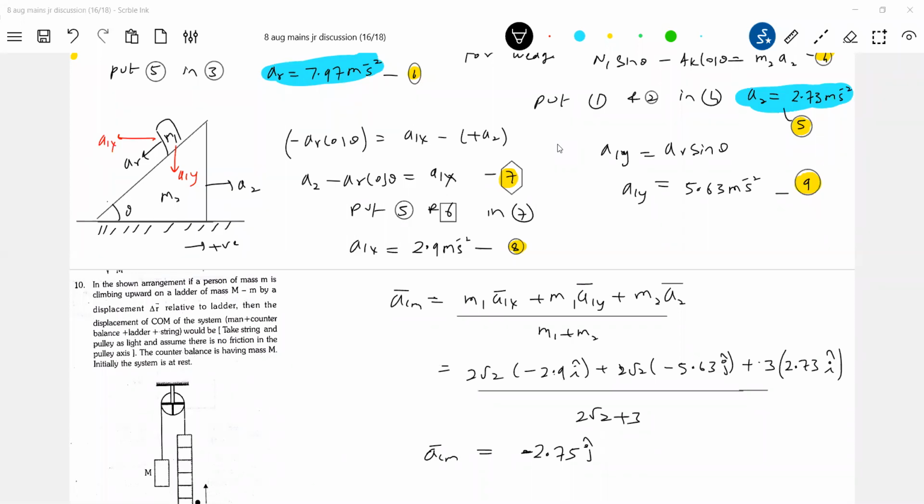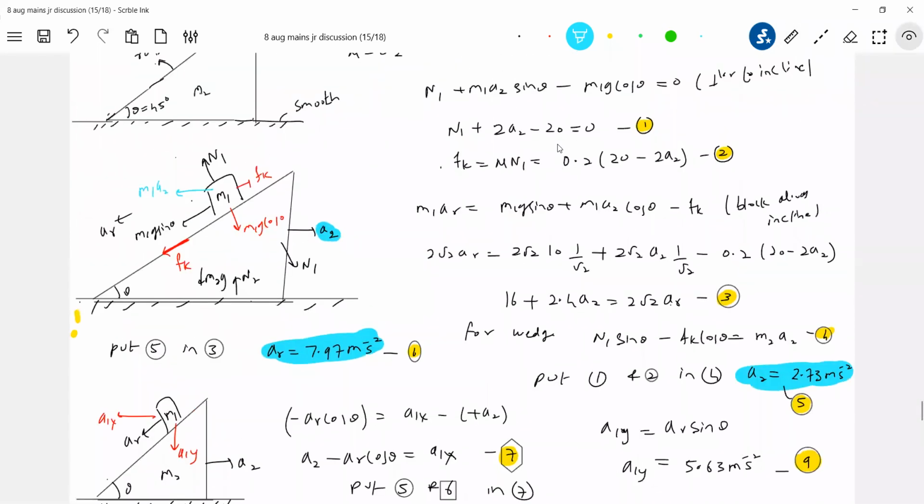Because what is the net force on system along X? Should be 0. Look at the diagram, A1x. Here, if you want, you put a negative sign. So here A1x is towards left. I just calculated magnitude from there. Now look at the center of mass. It is accelerating only along the y-axis. Any reason for that?